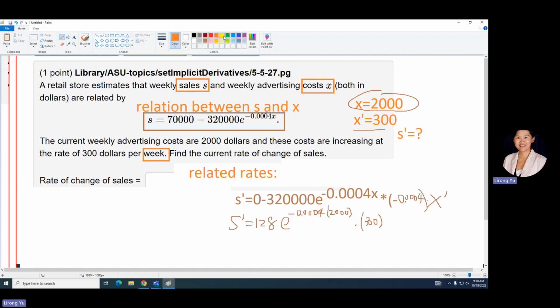So we actually have numbers for this. This is supposed to be the 2,000. This was supposed to be 300. So we plug it all in to finish. That's our final calculation for the rate of change for sales. Any questions?